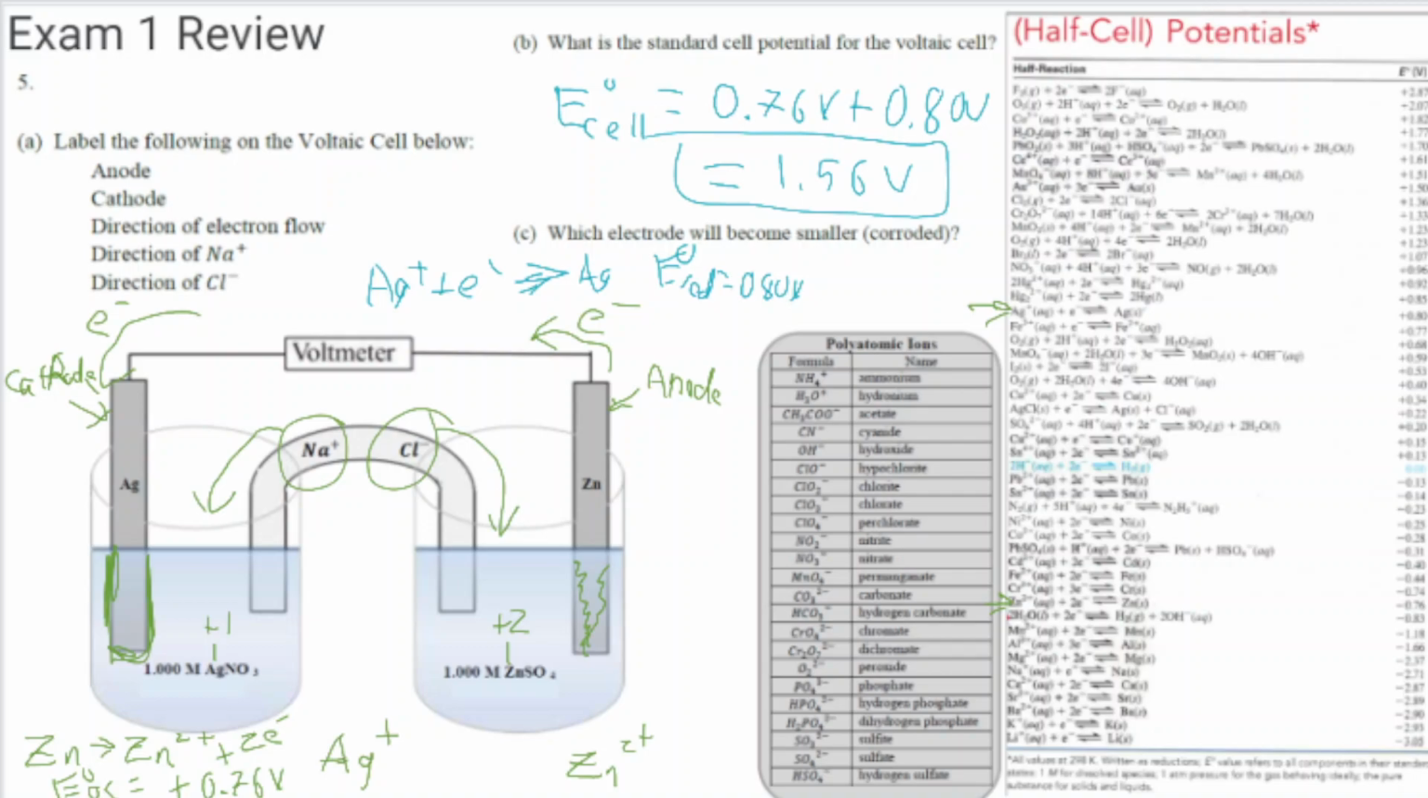And then it asks which electrode is becoming smaller. I'll go ahead and answer this in blue still. All right, which electrode is becoming smaller? This is going to be our zinc electrode. If you want to say anode, you could say anode, but in this case our zinc electrode is becoming smaller. All right, and so that's how you go through and answer the questions.